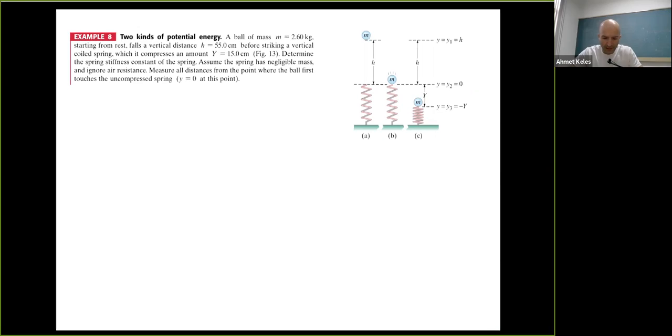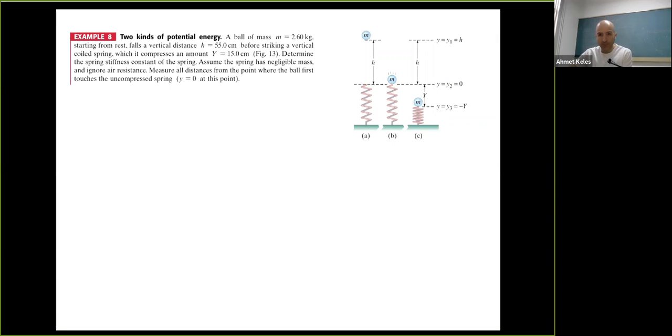A ball of mass m, starting from rest, falls a vertical distance h equal to 55 centimeters before striking a vertical coil spring. And then it compresses an amount y equal to 15 centimeters, like in this figure. Determine the spring stiffness constant of the spring, and assume the spring has negligible mass and ignore the air resistance. And measure all distances from the point where the ball first touches the uncompressed spring at y equal to 0. So this is our reference point, okay?